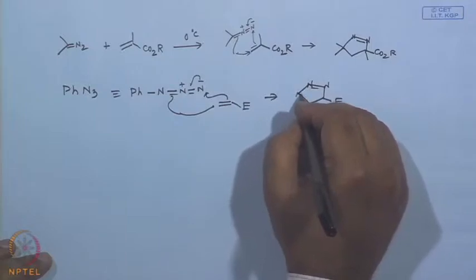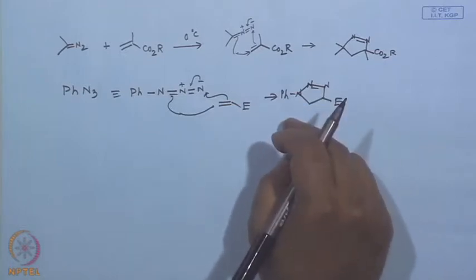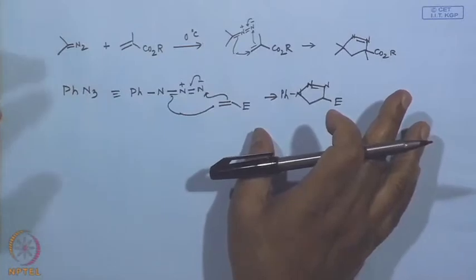So, we will have a triazole derivative, and by now all of you know this sort of reaction is known as a cycloaddition reaction. Cycloaddition reaction, a few days ago, it is pretty popular. Almost everybody knows, but you have to know what are the qualifications to be met for a reaction to be called a cycloaddition reaction. What is the first criterion? It is a cycloaddition reaction.